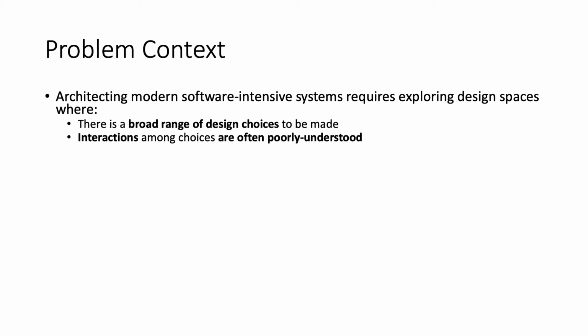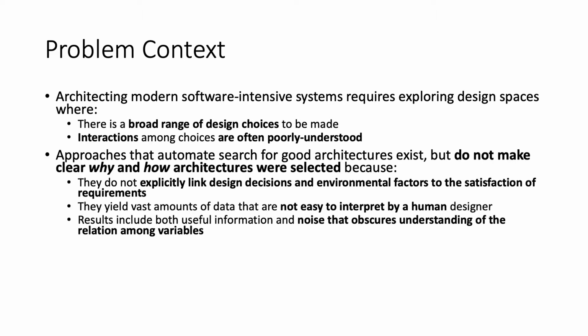Nowadays, architecting modern software-intensive systems requires exploring design spaces that are often poorly understood due to the increasing complexity and range of design choices that have to be made, as well as their potential interactions. There are many existing approaches that help to automate the search for good architectures and that rely on a variety of techniques to enable architects to explore how the satisfaction of quality of service requirements varies as the value of design parameters and environment variables change.